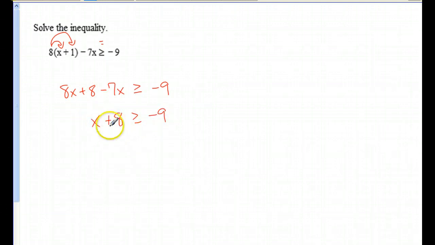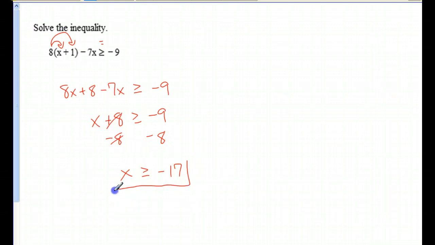And then finally, what would I do? I've got 8 being added to the x, so I need to subtract that away and do that on both sides. And I've got x is, I haven't divided by a negative anywhere in here, so greater than or equal to a negative, minus more, still negative. 9 plus 8 is 17. Keep the sign of the two like numbers, and x is greater than or equal to -17.